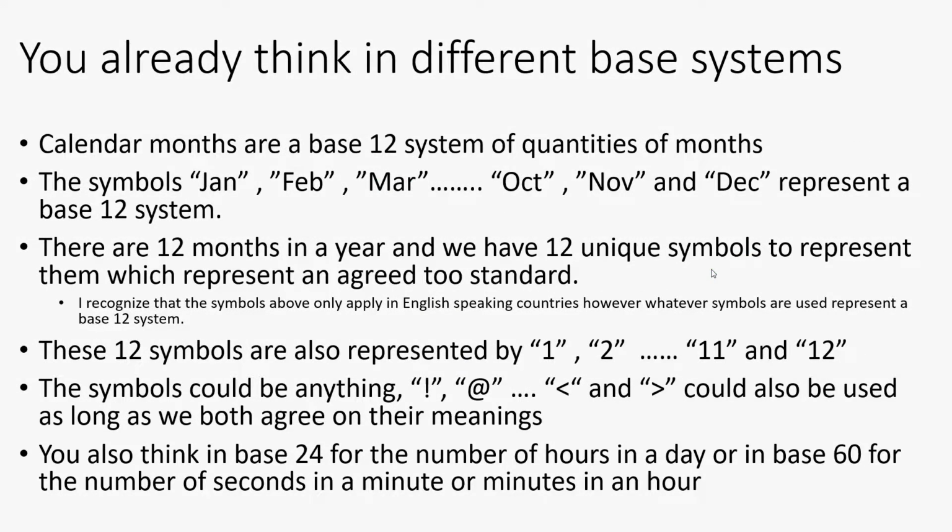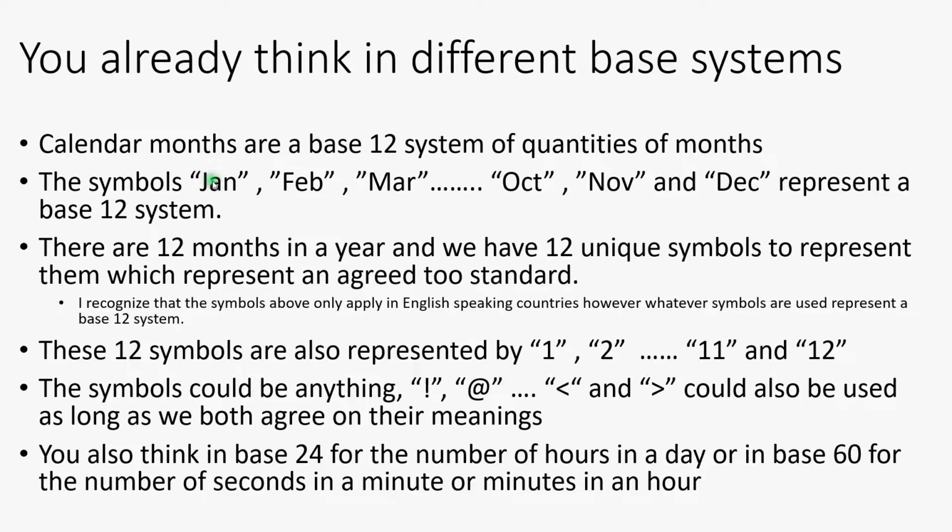So the next point I want to make here is an important one. You already know how to think in different base systems. You do math in base 10 every day, but you also work in base 12 and you work in base 60. You just may not recognize that fact. We have 12 months in a calendar year. That is a base 12 system. We have an agreed upon series of symbols to represent those months. In this case, I picked Jan, Feb, March, October, November, December.